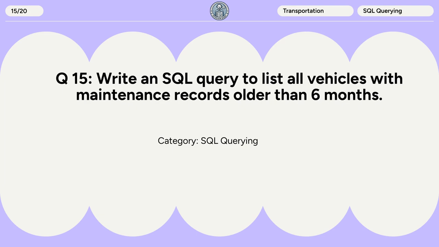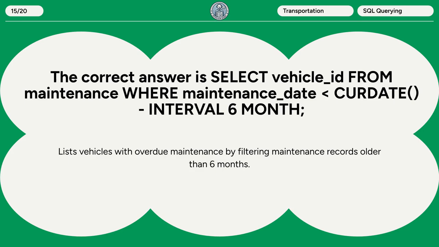Question 15. Write an SQL query to list all vehicles with maintenance records older than 6 months. The correct answer is: SELECT vehicle_id FROM maintenance WHERE maintenance_date < CURDATE() - INTERVAL 6 MONTH. Lists vehicles with overdue maintenance by filtering maintenance records older than 6 months.